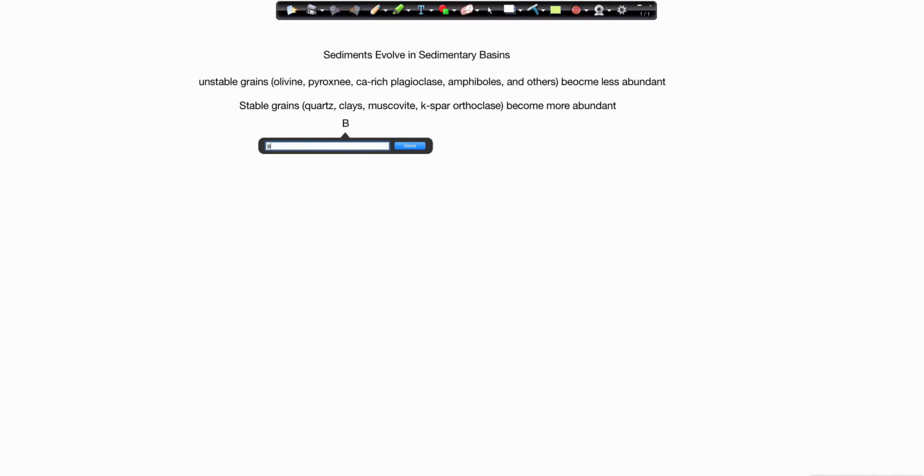Also throughout this process, biogenic sediments accumulate and chemical sediments become more abundant. The reason being, over time, most of this happens in water. So you're going to start accumulating biogenic sediments. Also, chemical sediments are going to start precipitating out because they're becoming saturated in solution.